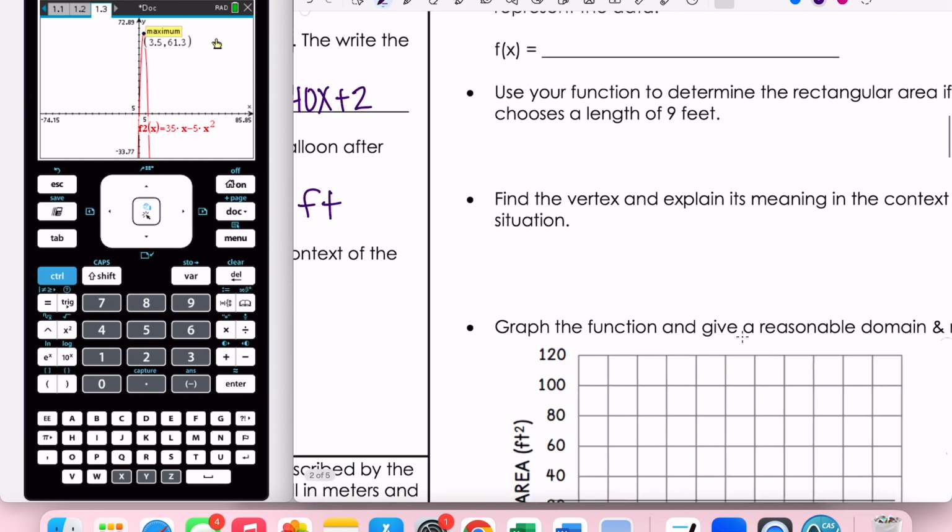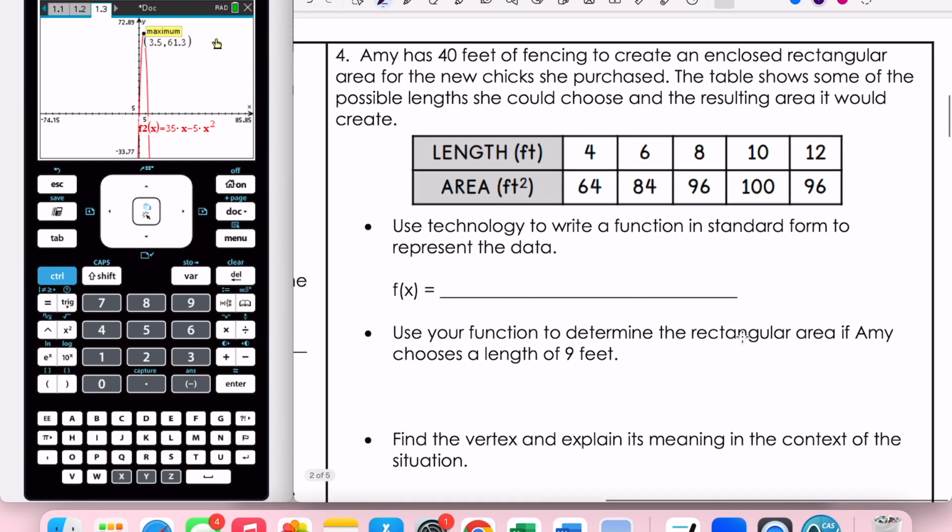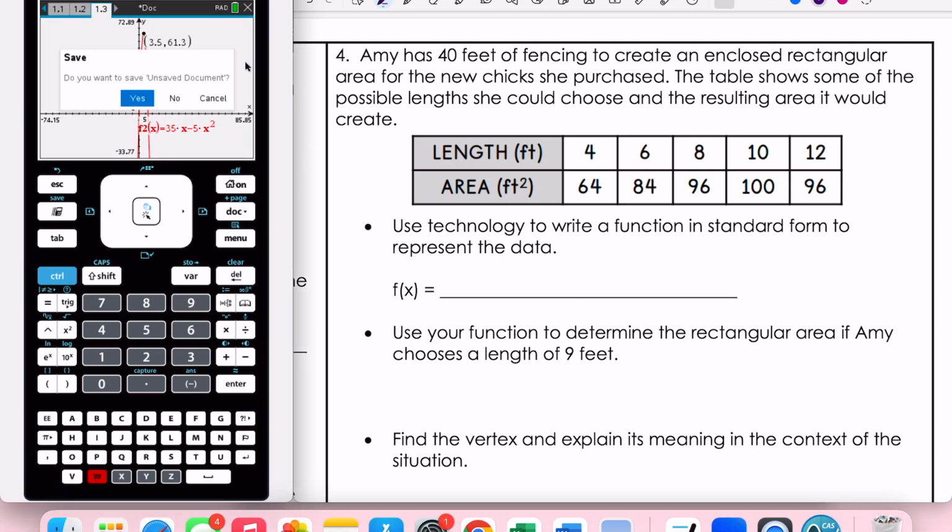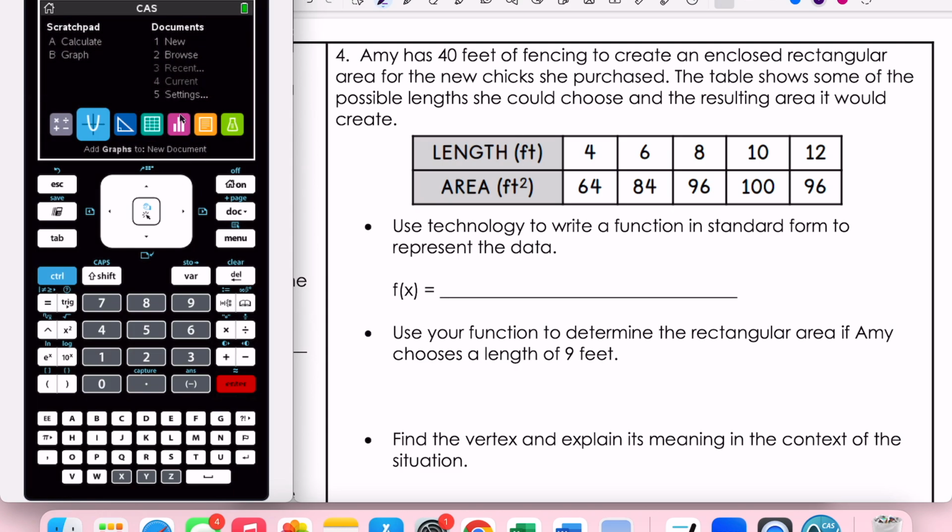Okay, let's look at the last problem, number 4. Amy has 40 feet of fencing to create an enclosed rectangular area for the new chicks she purchased. The table shows some of the possible lengths she could choose and the resulting area it would create. Use technology to write a function in standard form to represent the data. So, start off by clearing out your calculator, Control W. No, you do not want to save anything.